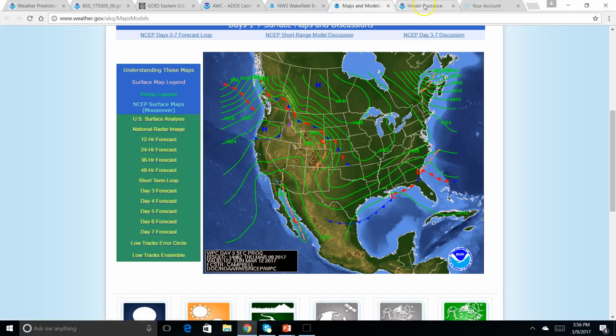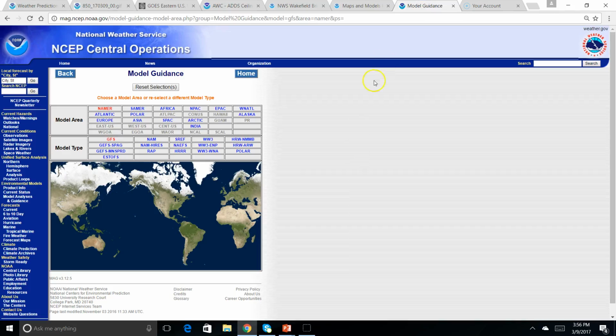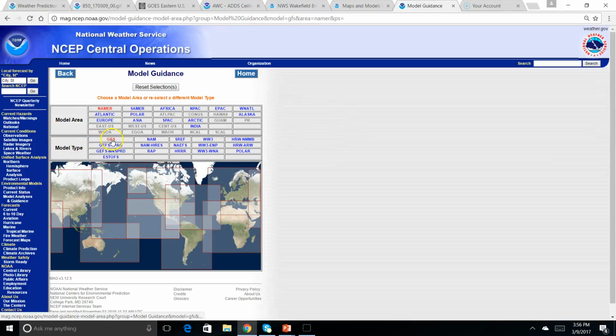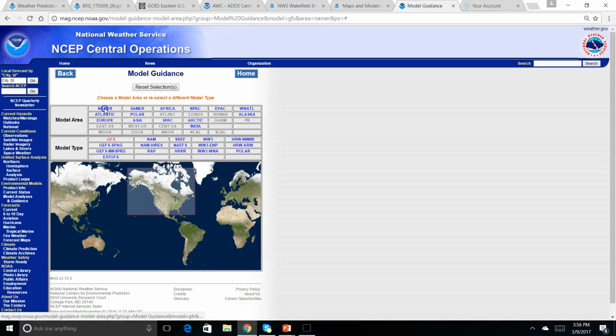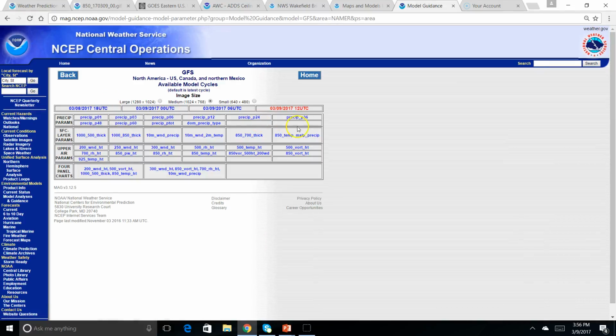One of the things I did want to look at a little bit is model guidance. We're not going to deal a whole lot with models yet. We'll get a lot more into them later on. I want you to at least have some understanding of them. So we're going to look at the GFS model, which is one of the more coarser resolution models. We'll take it across North America, Eastern North America. And let's take a look at a multitude of things here at once, a 4-panel chart.